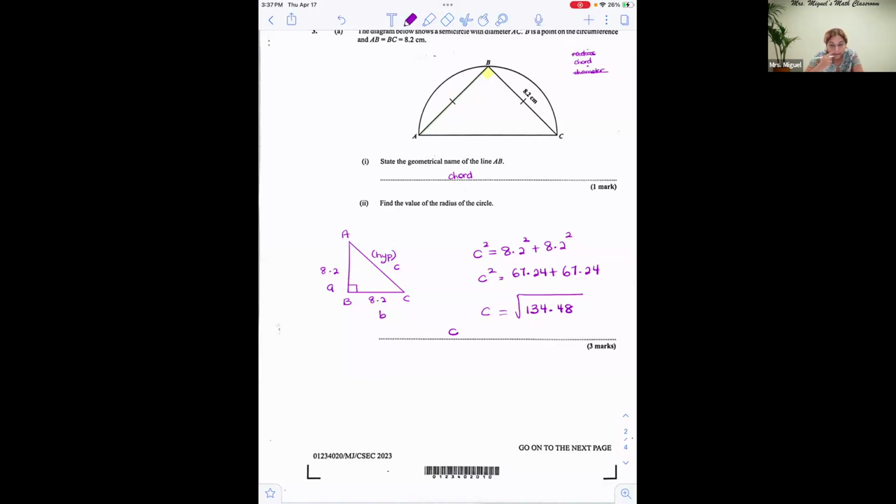You are required to find the length of the radius, right? Notice this is 3 marks and they're asking for the radius. So C is equal to 11.596, and this is the length of the diameter. So the radius will be 11.596 divided by 2.